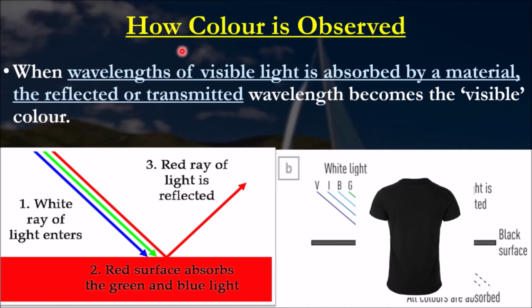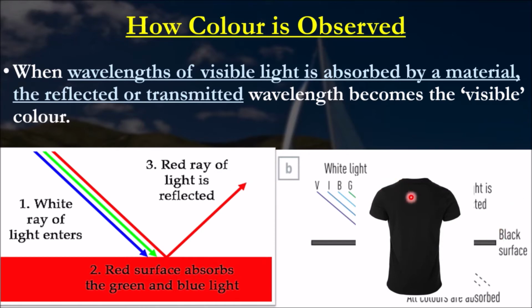Firstly, I want to talk quickly about how our observation of light works. When wavelengths of visible light are absorbed by a material, whatever gets reflected or transmitted, that particular wavelength becomes the visible color you see. So imagine you're looking at red. The reason why a particular surface appears red to you is because the blue and green wavelengths of light have been absorbed by the surface, whereas red light has been reflected by the surface, hence that's what you see.